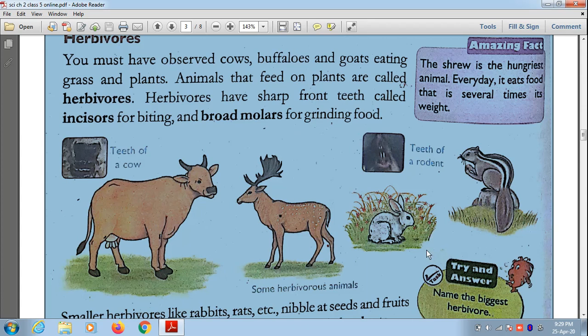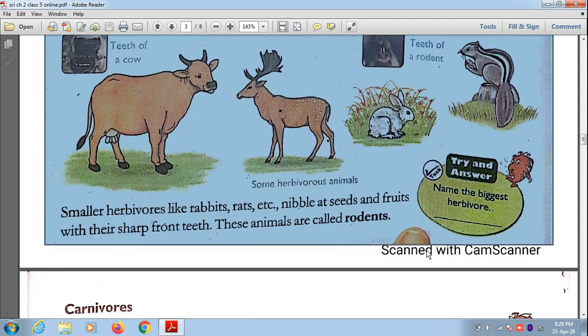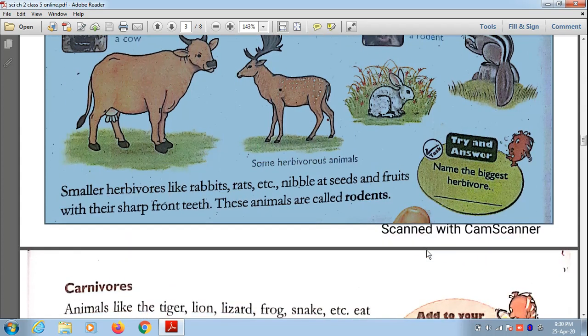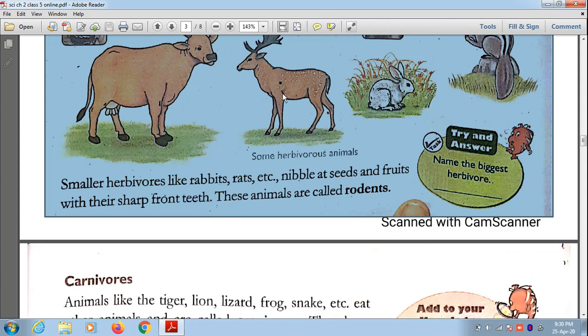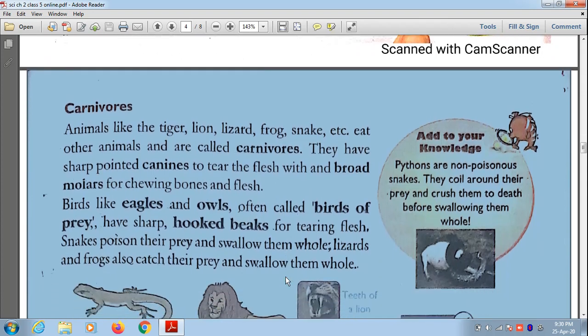You know, children, even we people don't have the ability to fully digest this cellulose. It is a plant product and they have an extra stomach. The cow bears an extra stomach where the cellulose gets digested. Small herbivores like rabbits, rats, etc. nibble. You know what is the meaning of nibble? Kutar kutar kar khana. Nibble at seeds and fruits with the sharp front teeth, and these are called rodents. So these are called rodents because they nibble at the various food grains that are present to them.